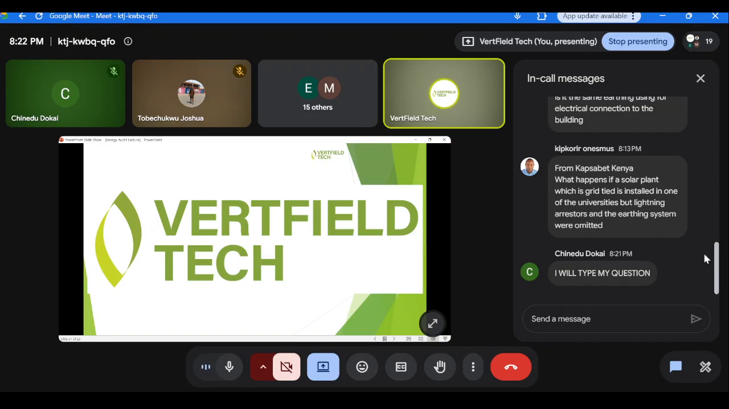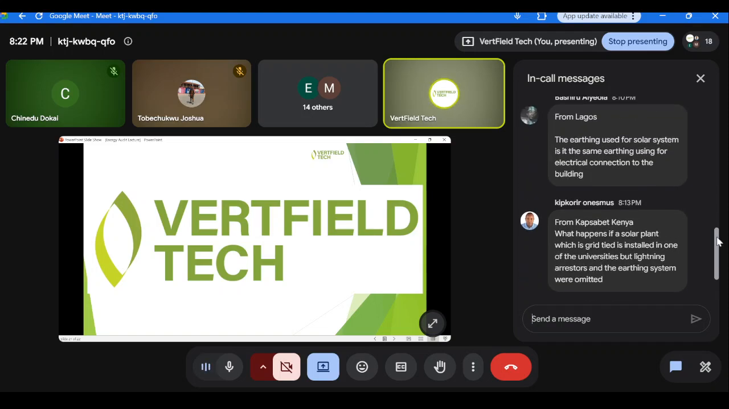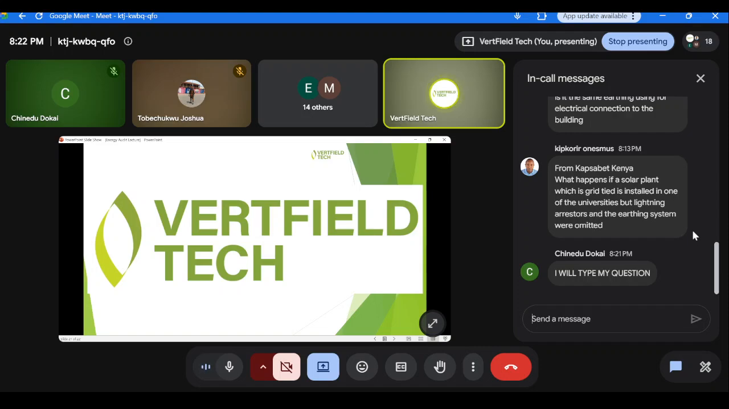However, the earthing should also be included, considering that if the place where the installation was done is a high prone area of lightning, the lightning arresters have to be incorporated in that installation. So what happens is that when there is a lightning storm, that system is open to danger. I hope that is clear, our friend from Kenya.